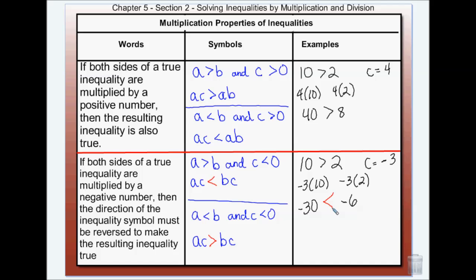So the reason you have to flip the inequality when you multiply by a negative is you've essentially switched to the other side of the number line. So here we were in the side of the number line where 10 is greater than 2, but over here we're now negative. So negative 30 is actually less than negative 6. And it works both directions. 3 is less than 5, but if I multiply both sides by negative 2, I'm going to have negative 6, negative 10, while negative 6 is greater than negative 10.